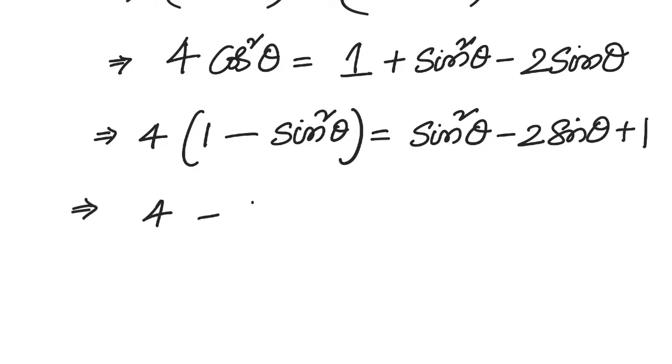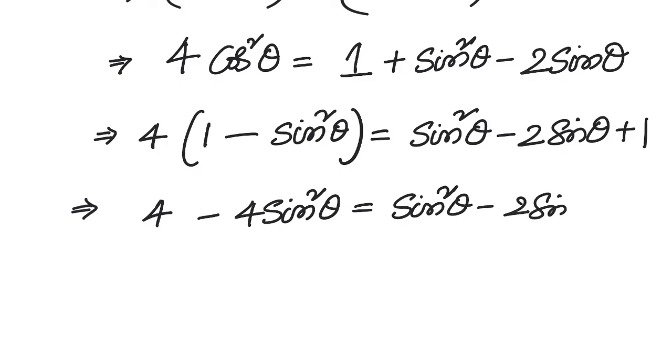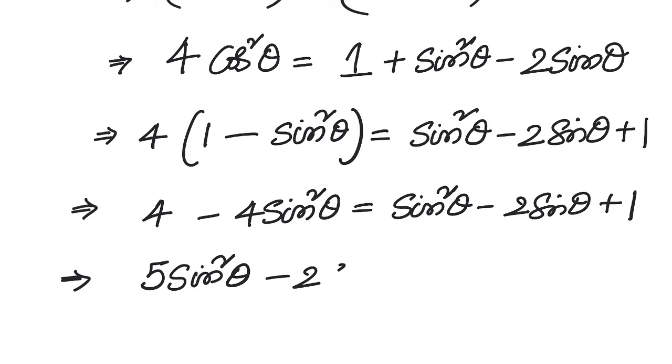Let's open the brackets. We will have 4 minus 4 sin square theta equals sin square theta minus 2 sin theta plus 1. Let us get everything to one side. We will have a quadratic equation. You can see that it will be 5 sin square theta minus 2 sin theta minus 3 equals 0. Now this is like 5x square minus 2x minus 3. Don't think sin theta, just think 5x square minus 2x minus 3.